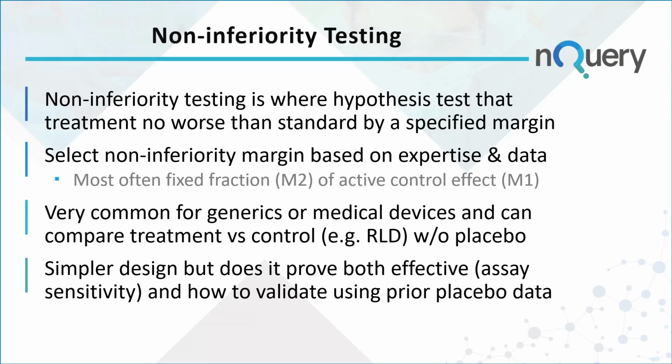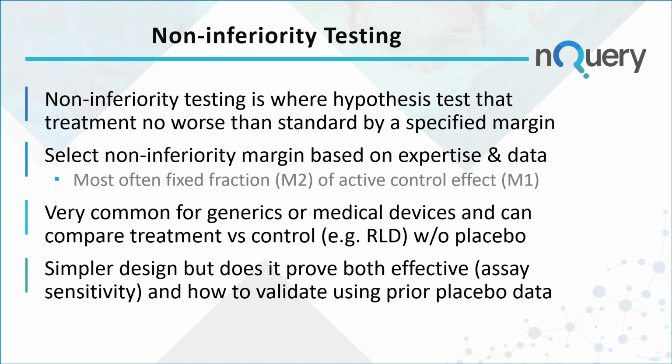So the final thing I want to cover here, relatively briefly, is just three-arm trials, because this is mostly just an extension of your standard non-inferiority testing, where a non-inferiority test is where you just want to prove that your treatment is no worse than standard by a pre-specified margin, known as the non-inferiority margin. And this non-inferiority margin is often selected as a fraction of what's considered to be the active control effect. So basically, how well did the standard treatment do versus placebo? You want to take a certain percentage of that, M2, as your non-inferiority margin.